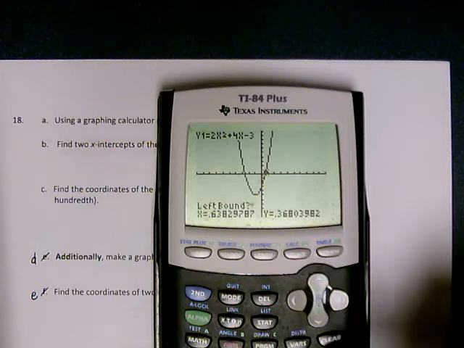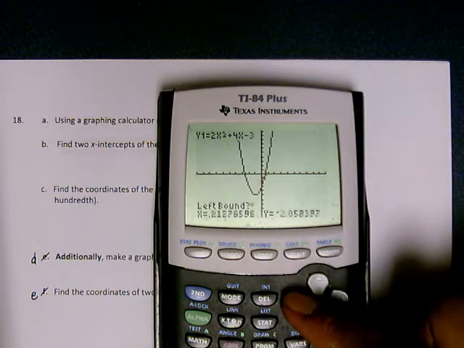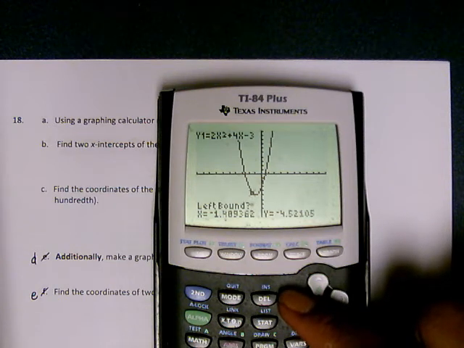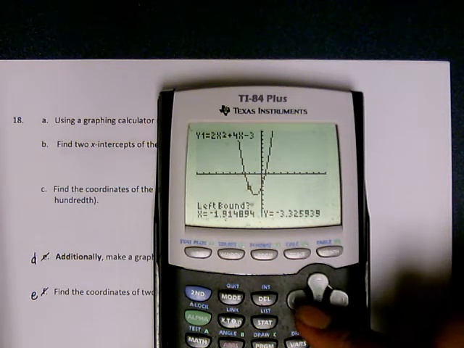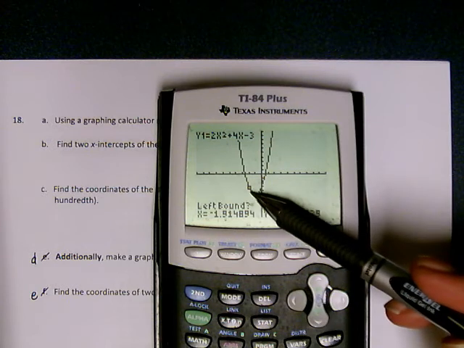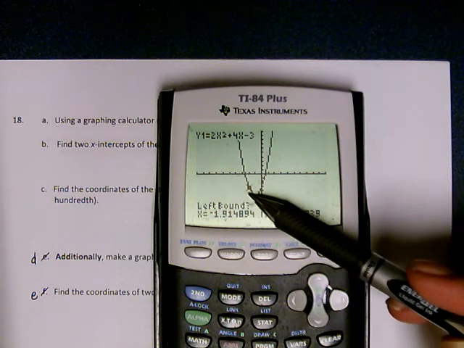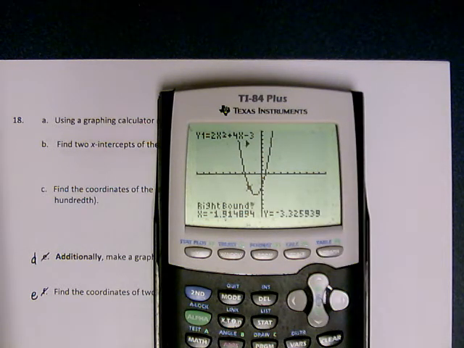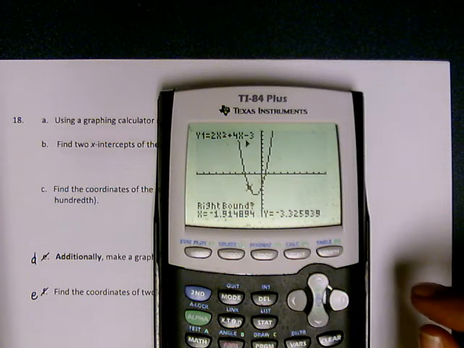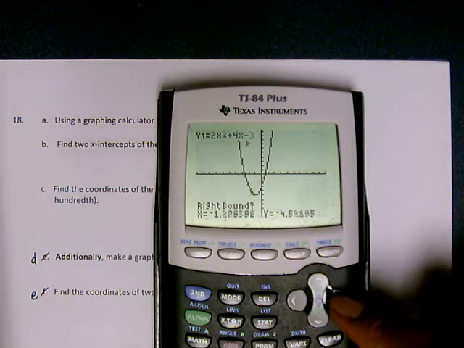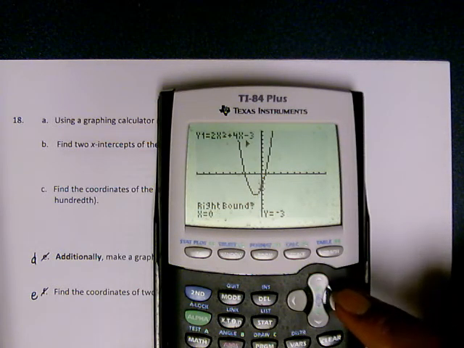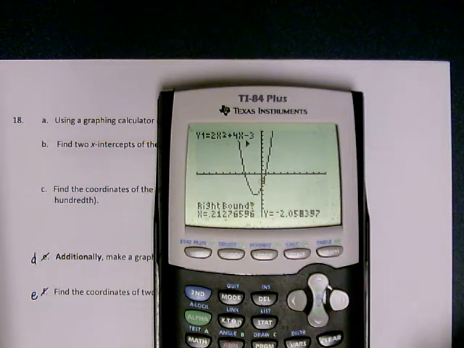And then for left bound, we're going to position the blinking cursor on the left-hand side of the lowest point on that graph, and then press enter. And then for right bound, we're going to position the blinking cursor on the right-hand side of the lowest point on that graph, and then press enter. Then after guess, go ahead and press enter.